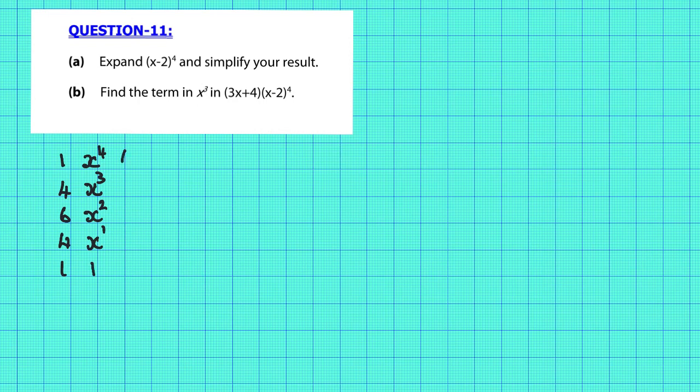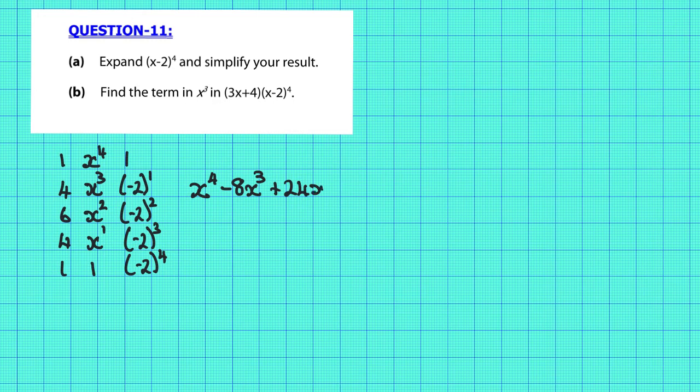Now expanding minus 2, we get minus 2 to the power of 0 is 1. Minus 2 to the power of 1, minus 2 squared, minus 2 cubed, minus 2 to the power of 4. If we expand that, we get x to the power of 4 minus 8x cubed plus 24x squared minus 32x plus 16.